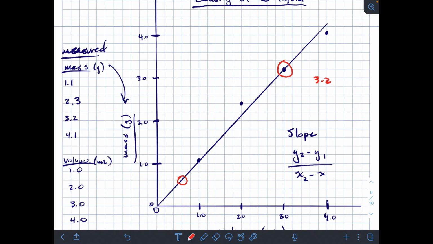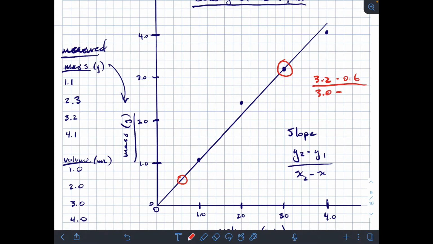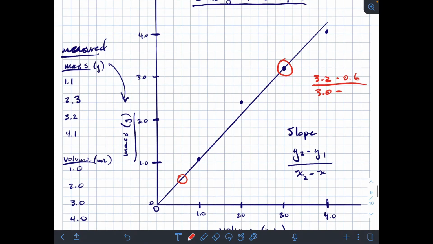up here, and then my y value down at the bottom looks like 0.6. And then my x values are 3.0 and looks like 0.6. So my slope will come from that calculation. 3.2 minus 0.6 is 2.6, and then 3.0 minus that is 2.4. So my slope should come out to be pretty close to 1.